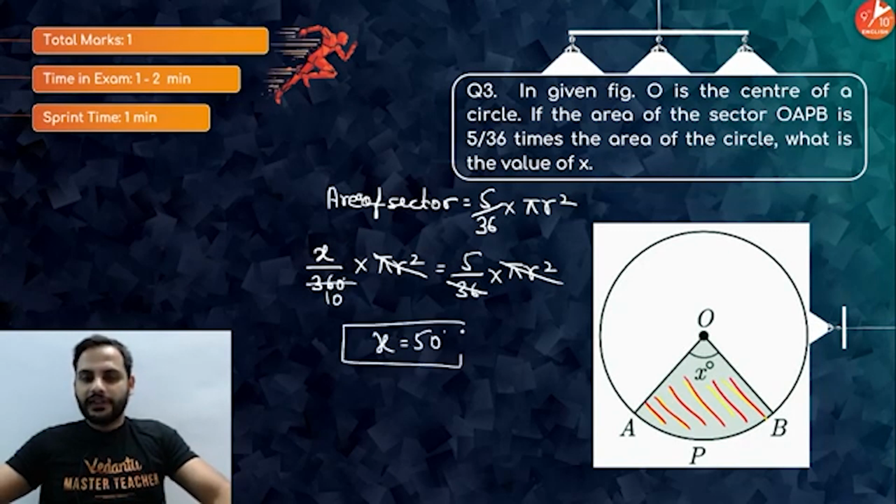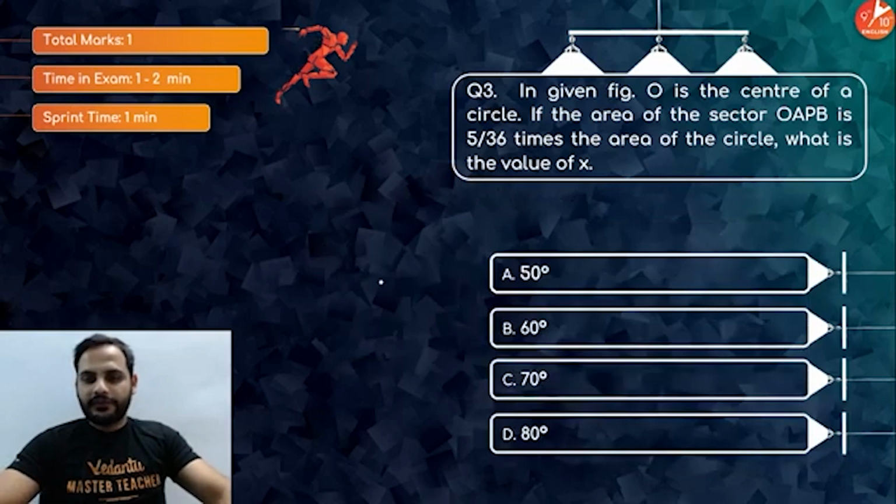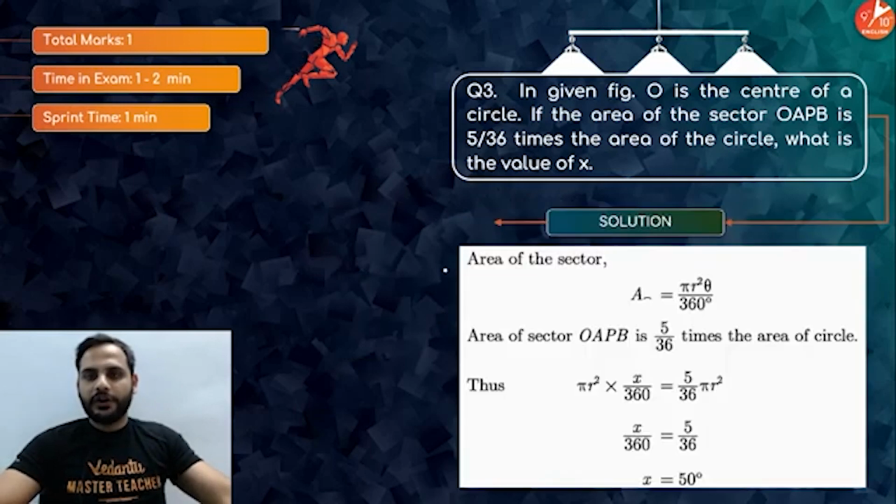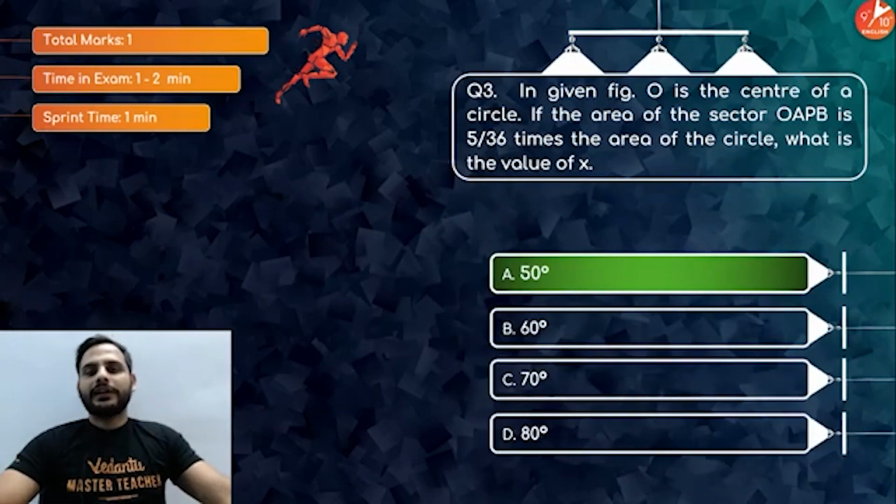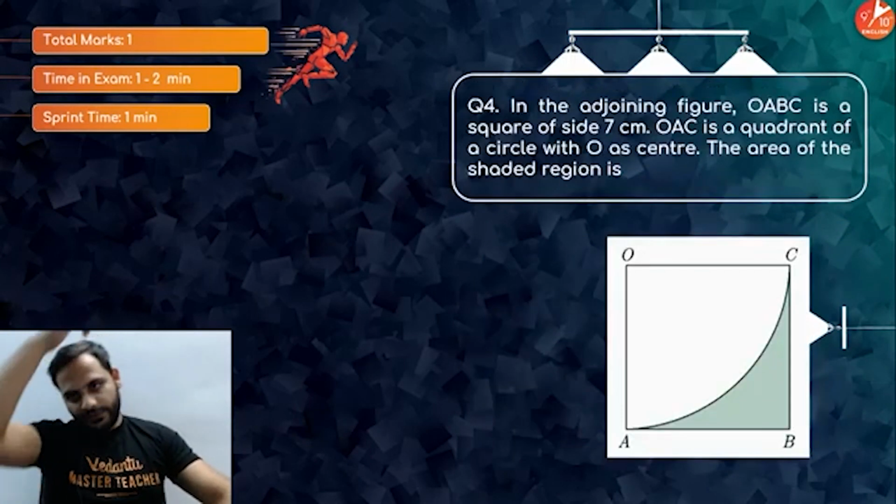50 degrees. Easy. So x is equal to 50 degrees. Option A will be your correct answer. ठीक है बच्चों, option A is your correct answer. Let's go for the next question.